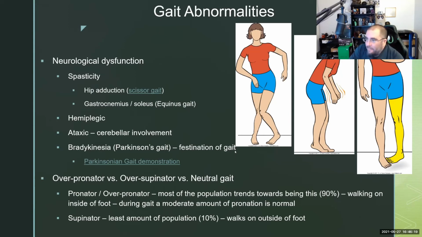Bradykinesia, where they talked about Parkinson's gait, right? That festination of gait where their feet are really shuffling and they freeze. Overpronator versus oversupinator versus neutral gait. Do any of you know? Yeah, tomorrow, exactly, John. Actually, I have a whole lesson planned on ataxic versus apraxia.